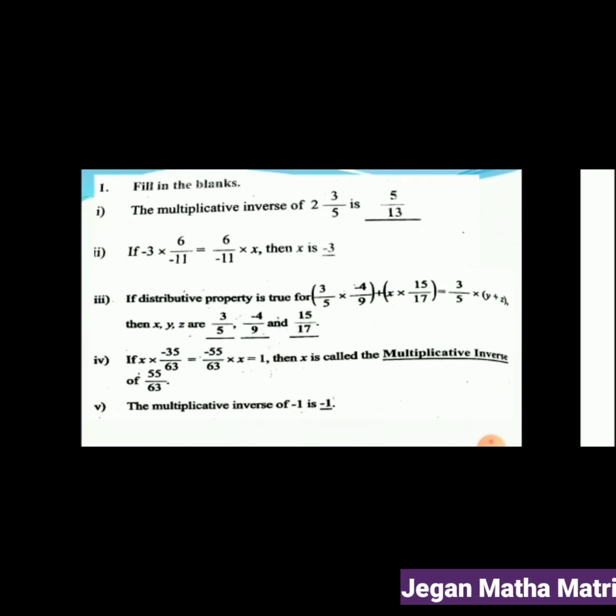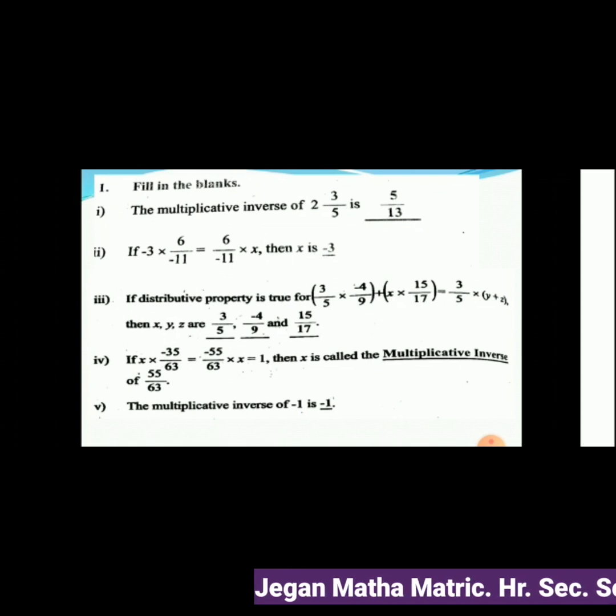The multiplicative inverse of 2 3/5 is here. This is a mixed fraction, so we change it into an improper fraction. 2 fives are 10, 10 plus 3 is equal to 13 divided by 5. That inverse is 5 divided by 13.